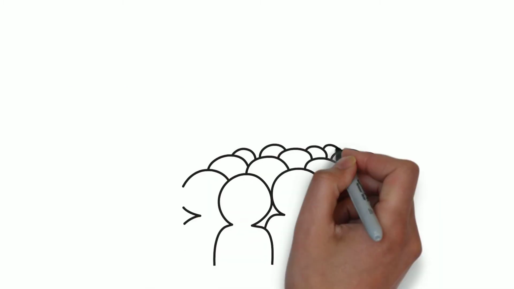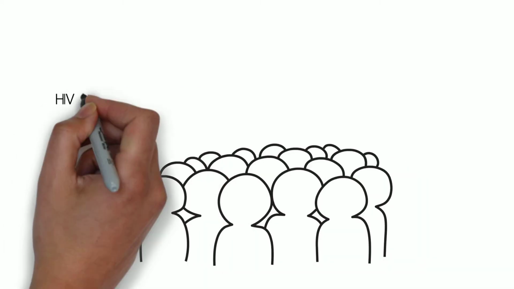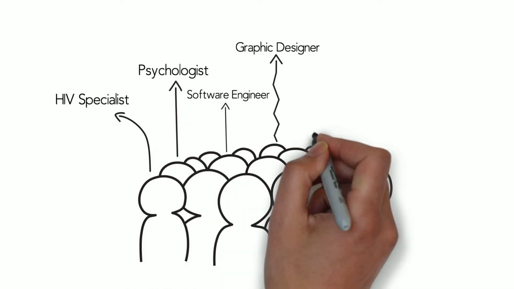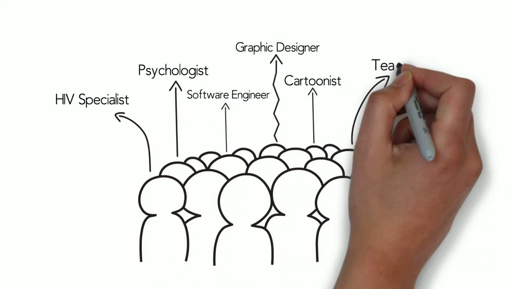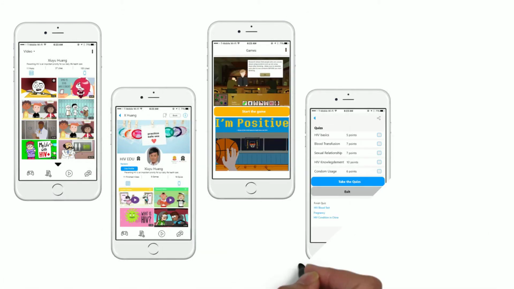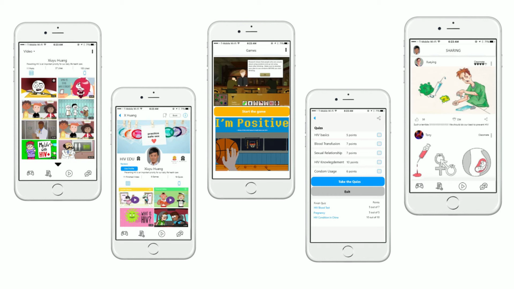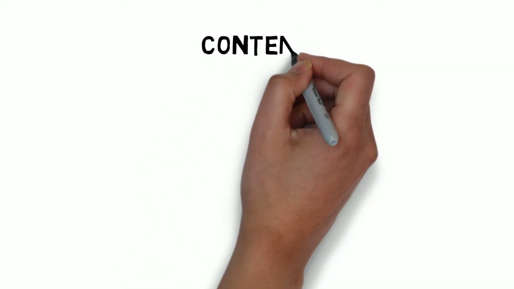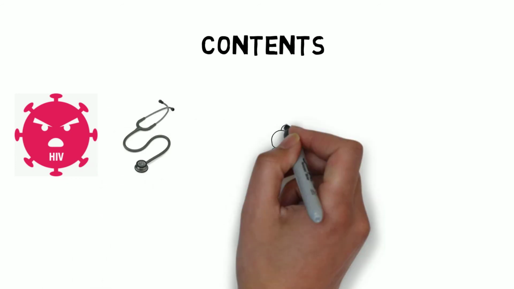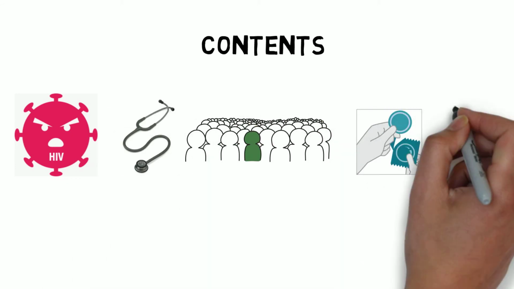Designing this application requires a multidisciplinary team including HIV specialists, psychologists, software engineers, graphic designers, and more. It contains mainly 5 parts: videos, comics, games, quizzes, and a feed page, which focuses on providing HIV information to high school students. The content covered by the application includes HIV transmission, diagnostic methods, susceptible populations, prevention methods, and possible treatment.